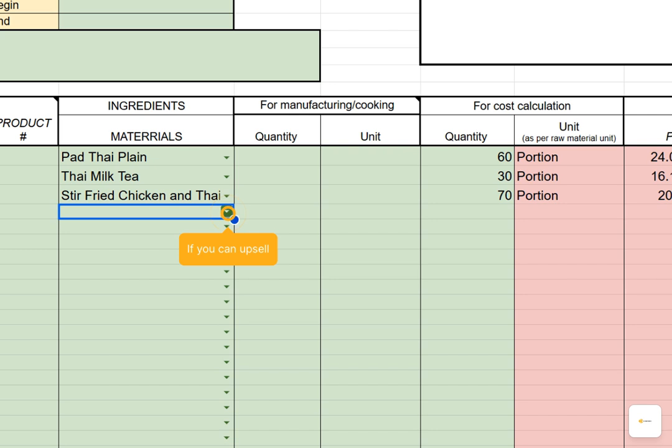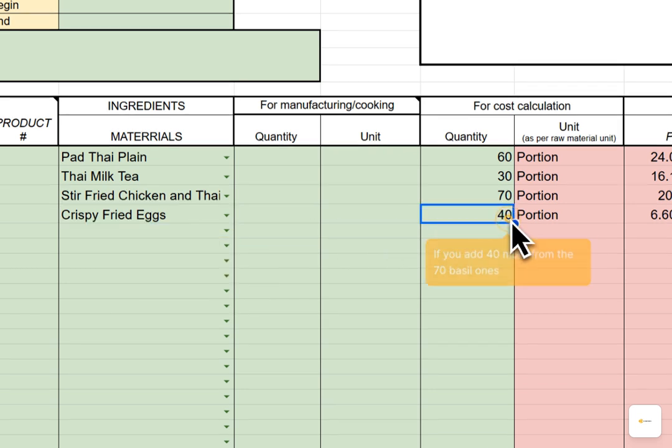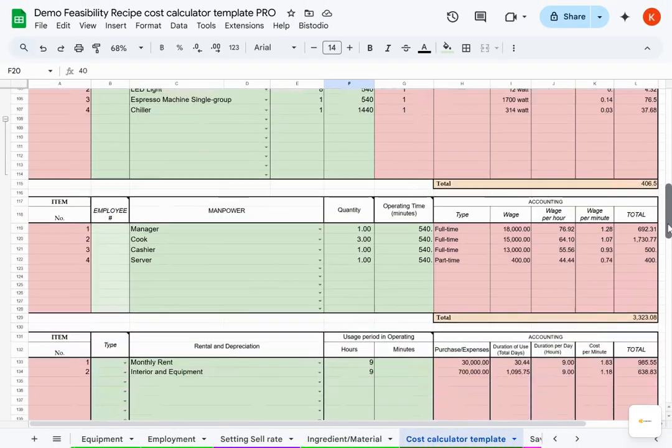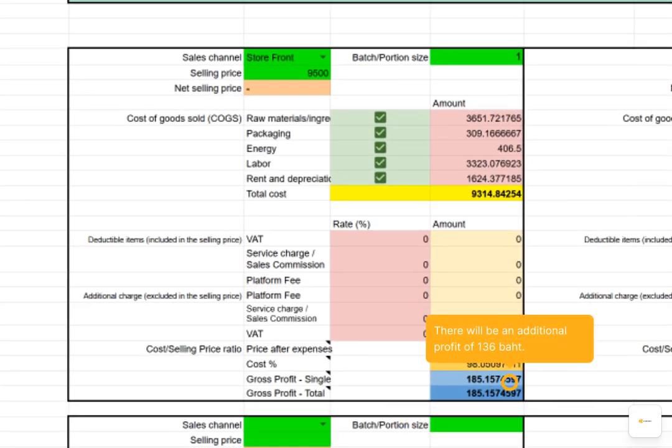If you can upsell, for example, recommending a fried egg plus 10 baht every time a customer orders a stir-fried basil dish. If you add 40 more from the 70 basil ones, there will be an additional profit of 136 baht.